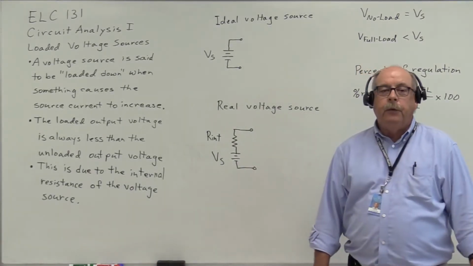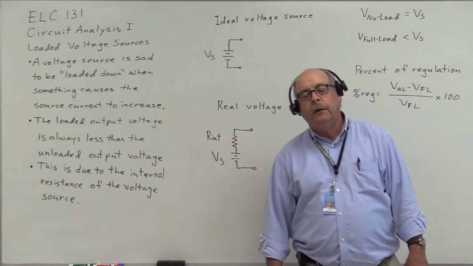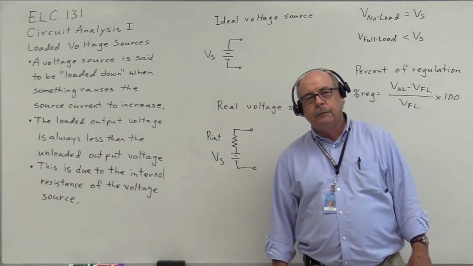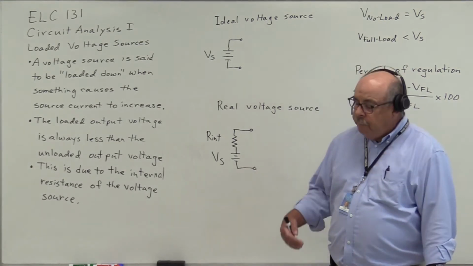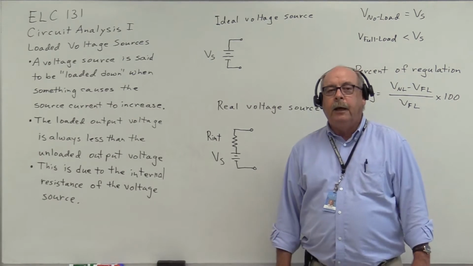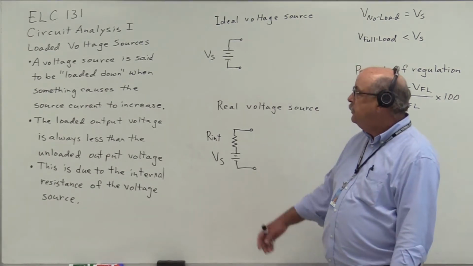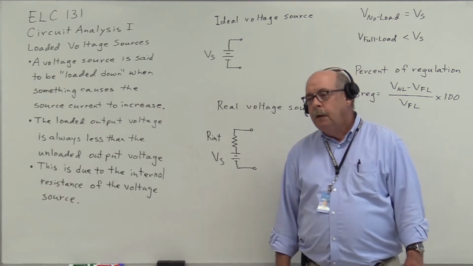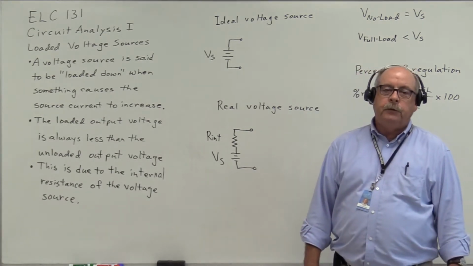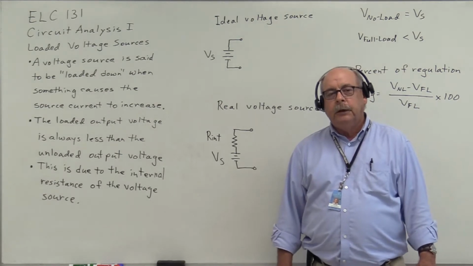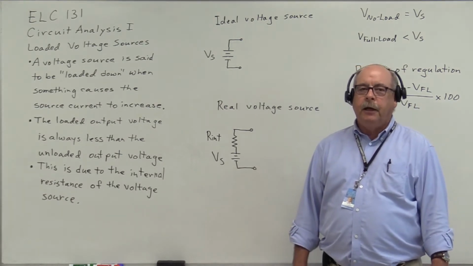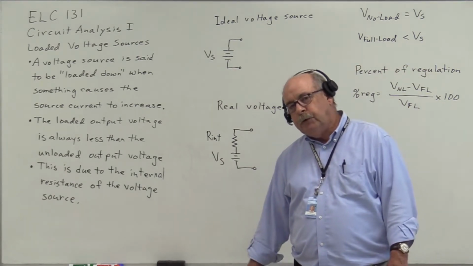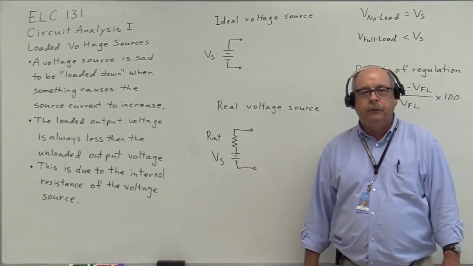This is ELC 131, Circuit Analysis 1, and the topic is loaded voltage sources. A voltage source is said to be loaded down whenever something causes the source current to increase. The loaded output voltage of a voltage source is always less than the unloaded output of that voltage source. And this is due to the internal resistance of the voltage source.